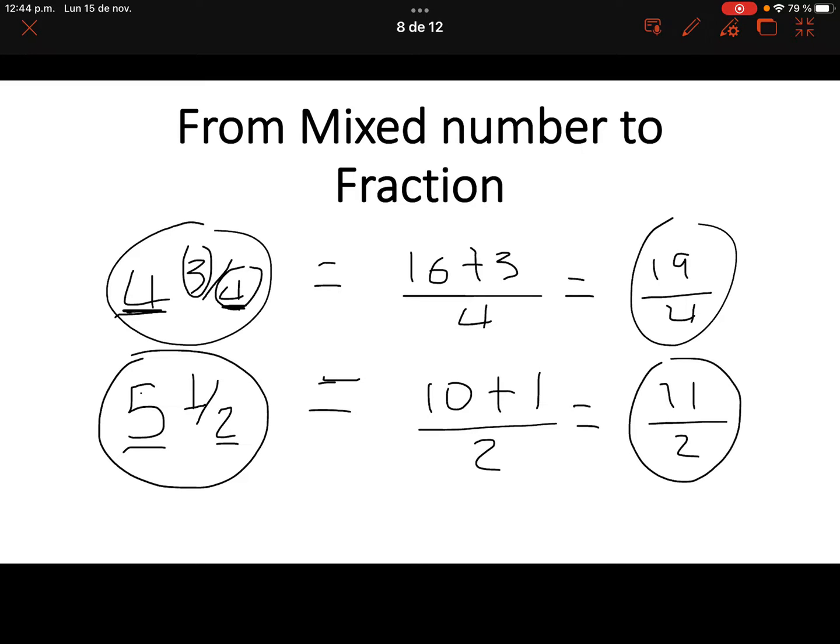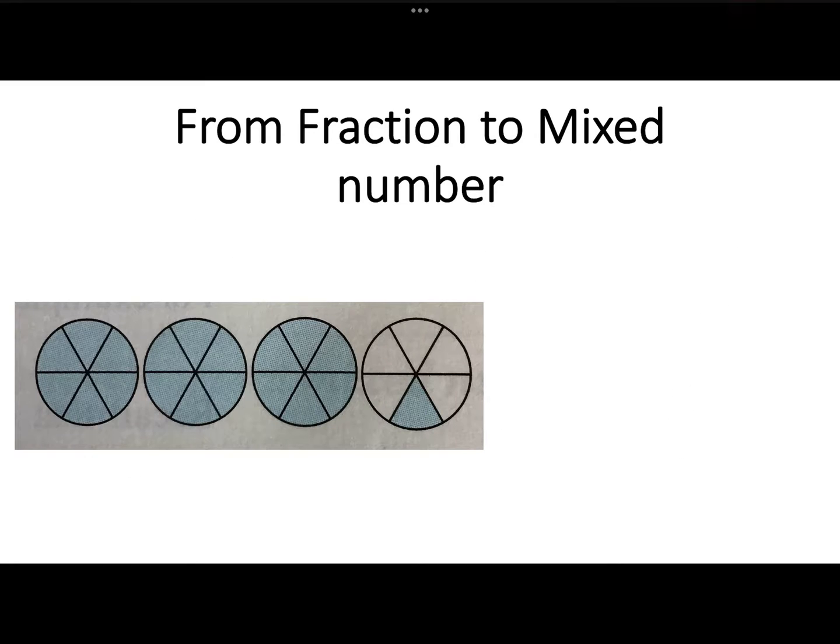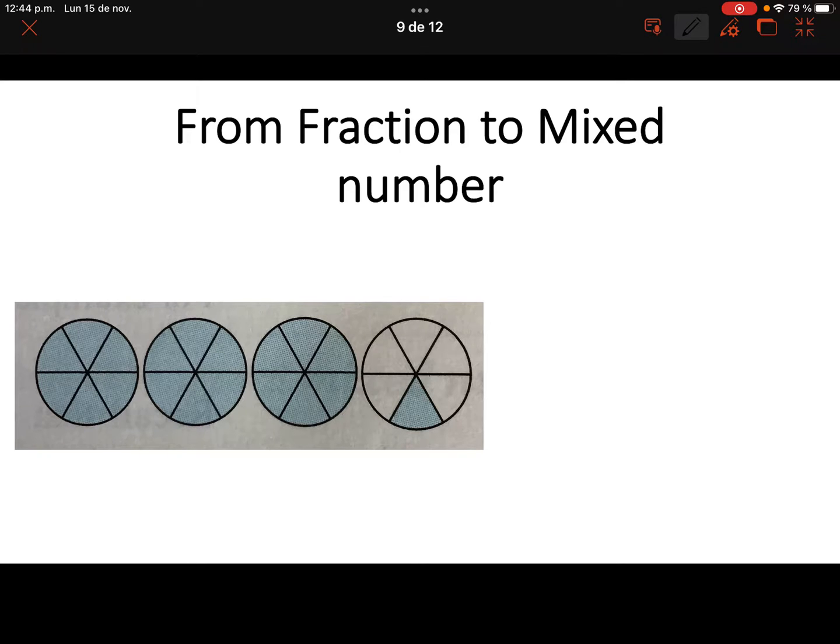Okay, now it's interesting to also talk about the opposite way, transform from fraction to mixed number. For example, in here, each circle is divided in 6 parts. Then the denominator of the fraction is 6. And how many of them are shaded? 1, 2, 3, 4, 5, 6, 7, 8, 9, 10, 11, 12, 13, 14, 15, 16, 17, 18, and 19 parts. Then 19 over 6 is the fraction.